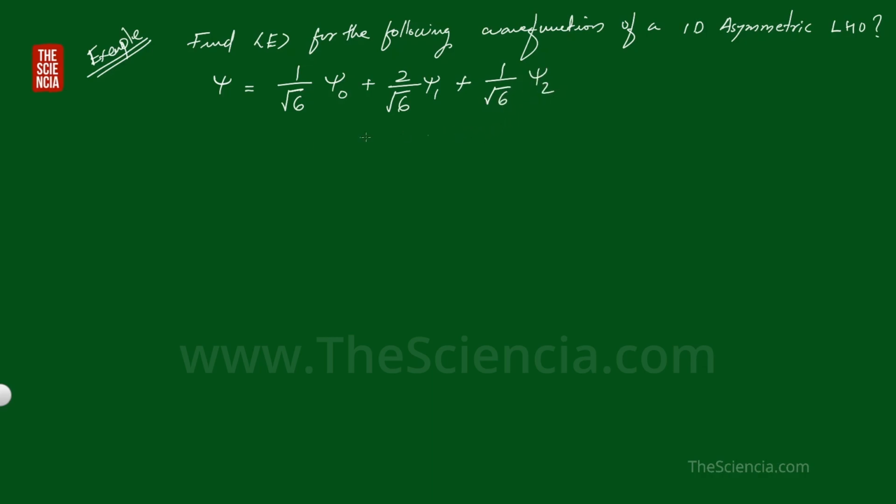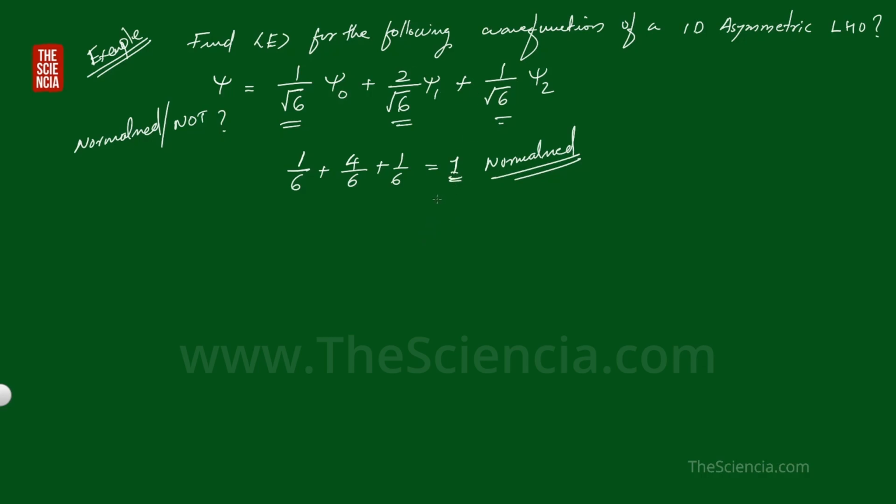First you have to check whether this is normalized or not. How can we check? Take the coefficients, these are the coefficients. Square these coefficients and add them, that is 1 by 6 plus 4 by 6 plus 1 by 6. If you are getting 1, then it is normalized. So here we get 1, therefore this is normalized. So there is no need to do any normalization. But if it is not equal to 1, then you have to normalize, right?